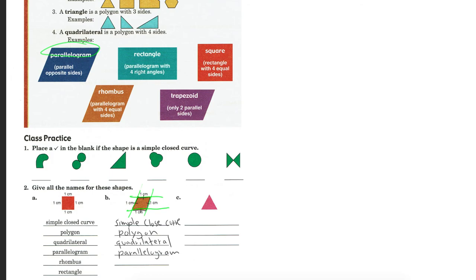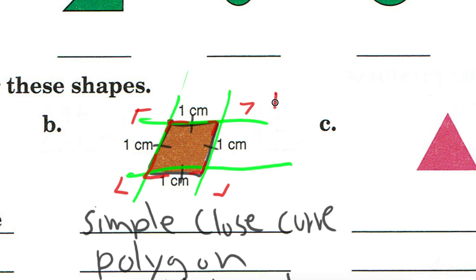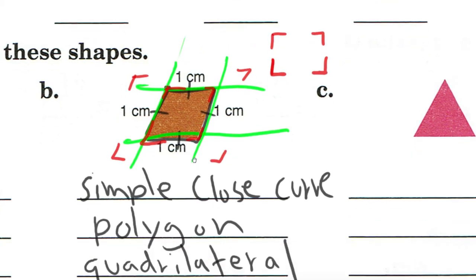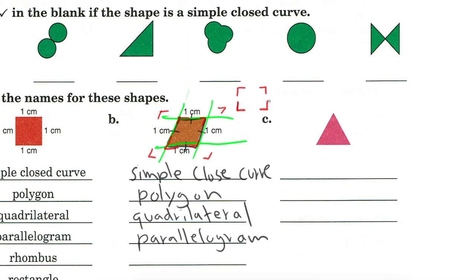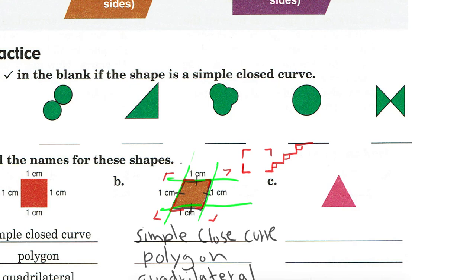Is this a rectangle? A parallelogram with 4 right angles. Does it have 4 right angles? Are these right angles? Let me zoom in. So are these all right angles? No, right? Because it looks more like a V shape, okay? Right angles look more like L shapes, something that goes straight up and down. Kind of like steps. Steps have lots of right angles in them. All right. So I cannot label this as a rectangle.